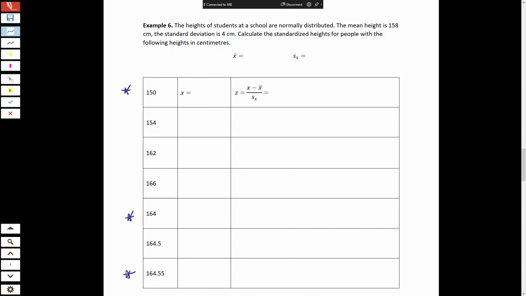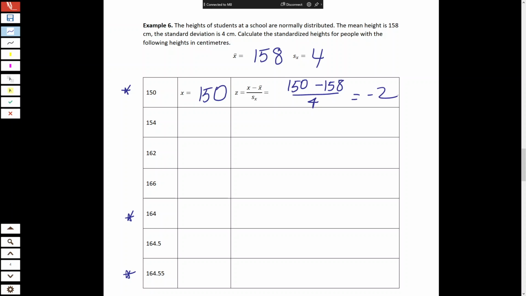Okay, as I walked around the room, it looked good. So the mean is 158, the standard deviation is 4. If I pull out a random person with a height of 150, the standardized score will be 150 minus 158 divided by 4. And if you evaluate that, you will get minus 2.